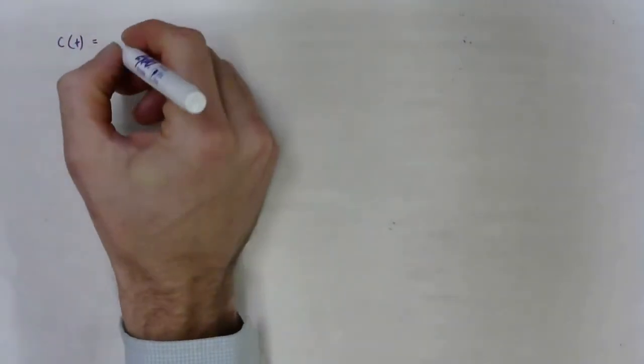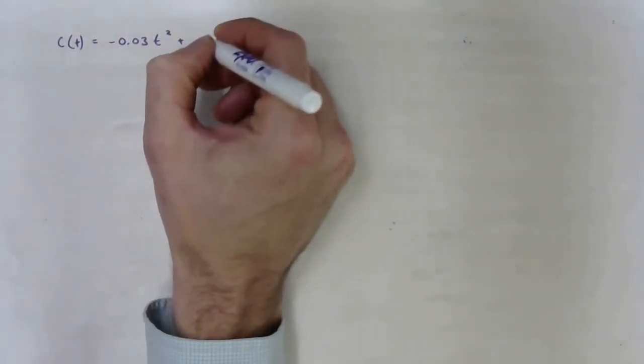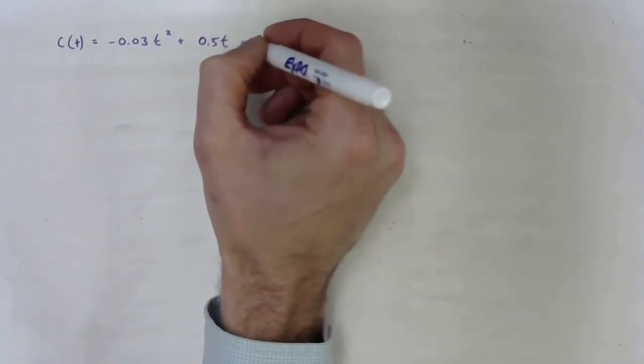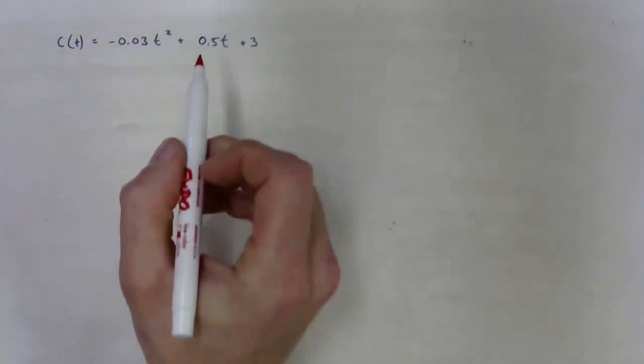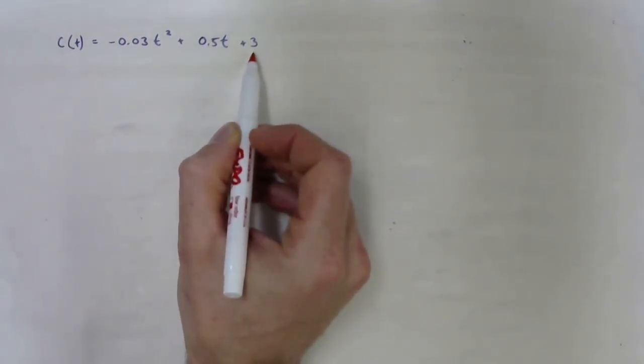The number C, measured in thousands of CDs sold yearly as a function of time in years since the store opened, can be modeled by the function C of t equals -0.03 t squared plus 0.5 t plus 3. Talking about the basic meaning of this, it's multiplied by 1,000, right? So in the year that they opened, they sold 3,000 CDs.